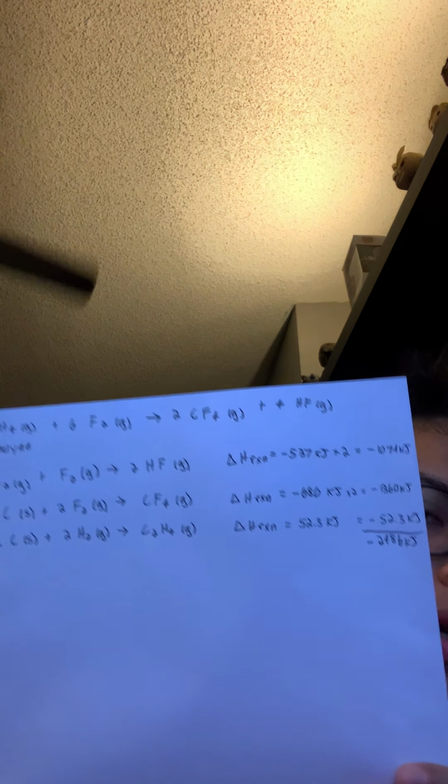So I wanted to write it out so you could see better what exactly I'm doing. Since I'm doubling these, I'm doubling everything. So I have 2 H2, 2 F2, 2 HF would be 4, 2 C, 4 F2, 2 CF.